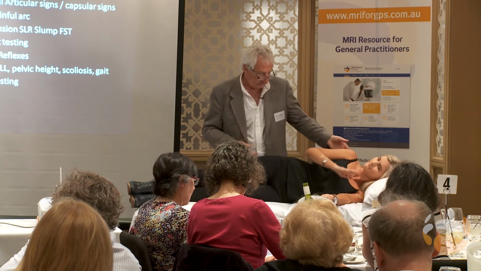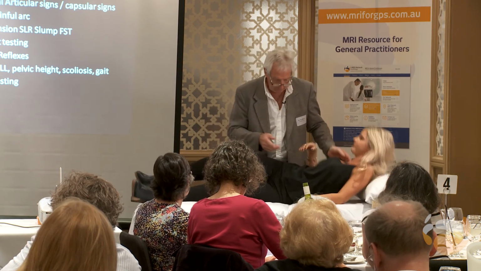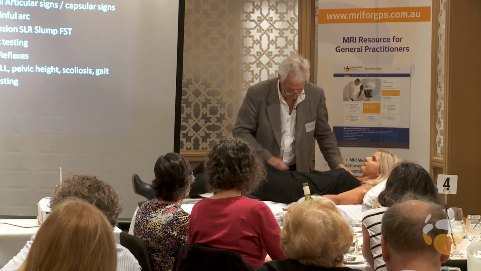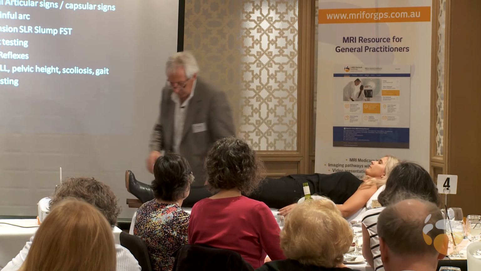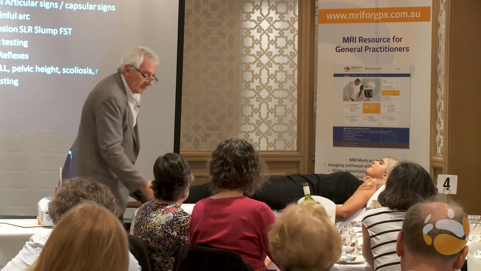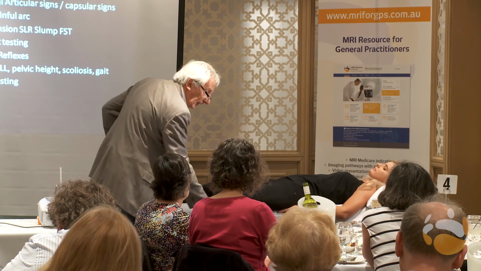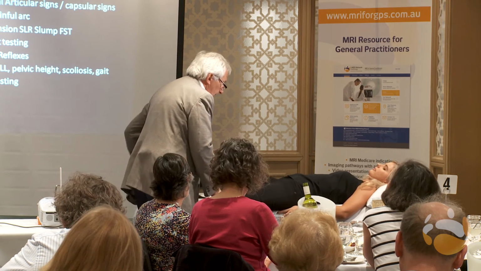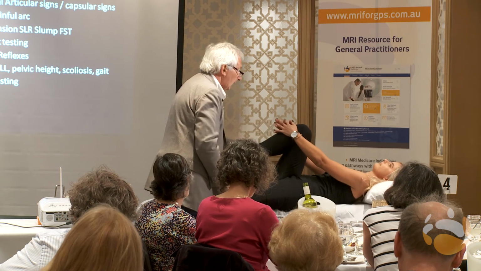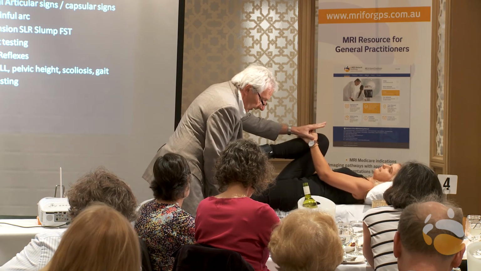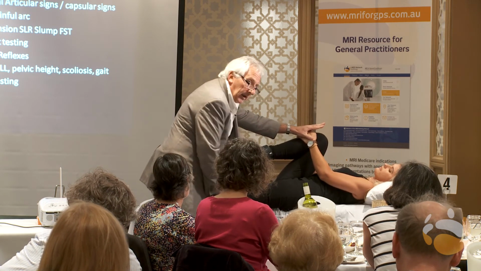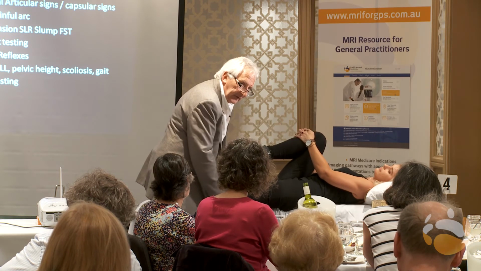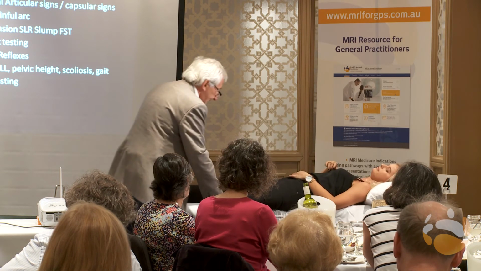And there's another test which is called a Gaenslen test. So if you can go that side, and we'll drop your symptomatic side down. So let's say it's the left side, and lift this up. If you can hold that with your hands and pull that apart, and you separate that, is that bringing on your pain? That's another test for sacroiliac joint dysfunction.